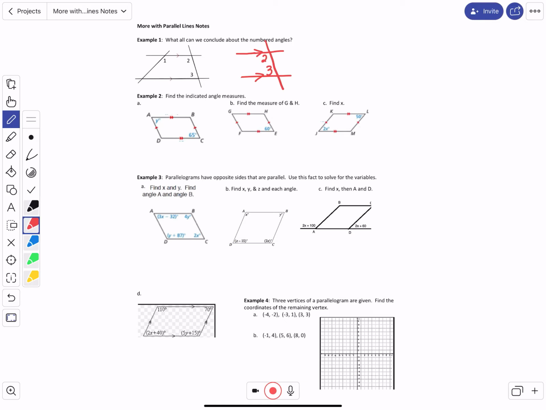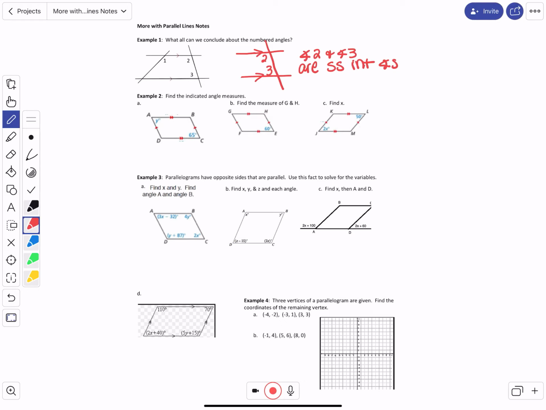Well, those angles are same side interior angles. So we would say angles 2 and 3 are same side interior angles. Okay, so we'll just abbreviate there. So angles 2 and 3 are same side interior angles, which means that they would add up to be 180 degrees. Okay, so find the indicated angle measures.